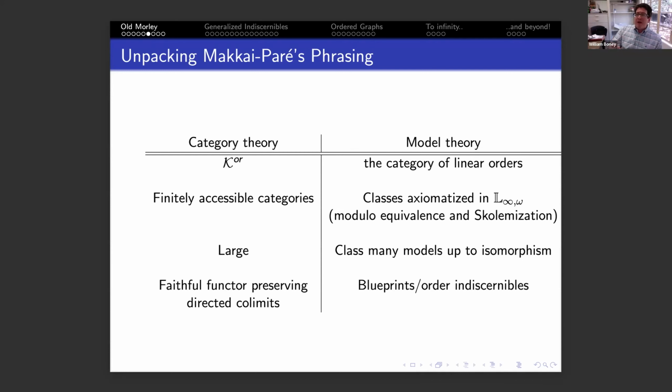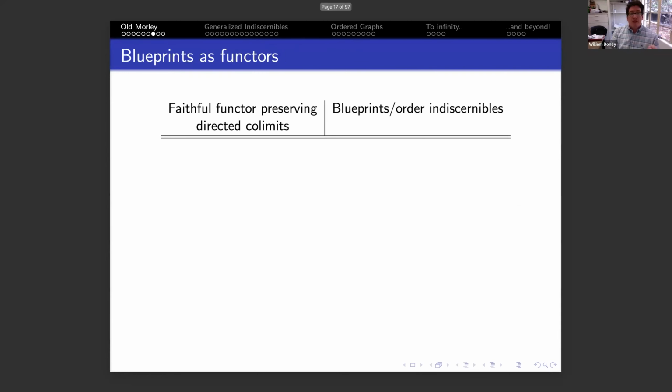Makkai and Paré said minimality was that you want to find a faithful functor, preserving directed colimits, from K or into your class. And this faithful functor is exactly what in model theory we would call a blueprint, some way of building order indiscernibles. So I want to unpack this last piece a little more.